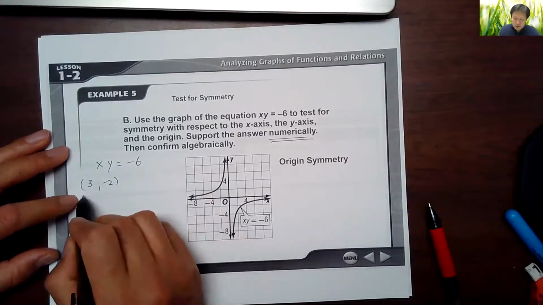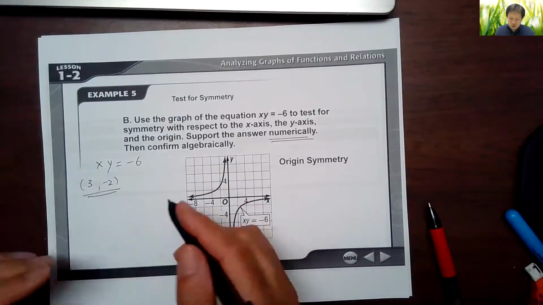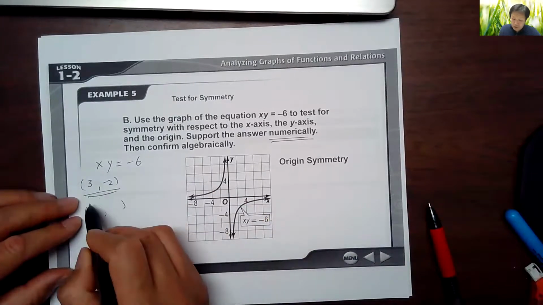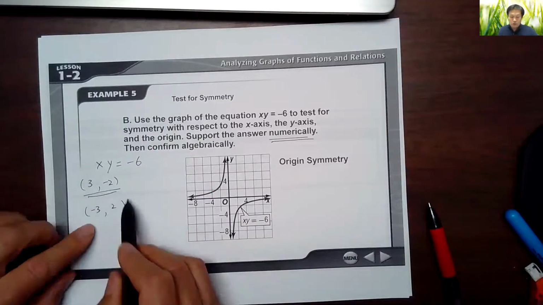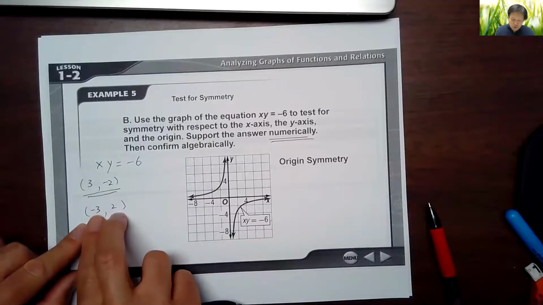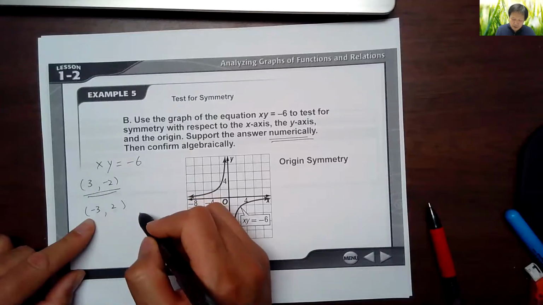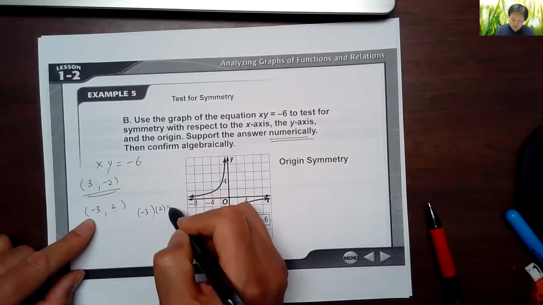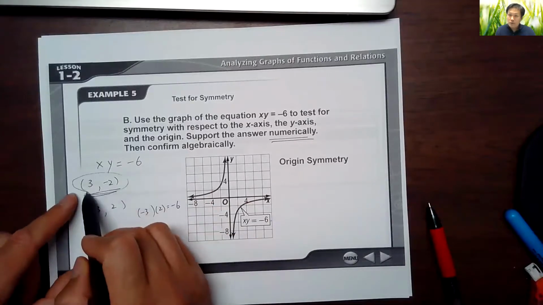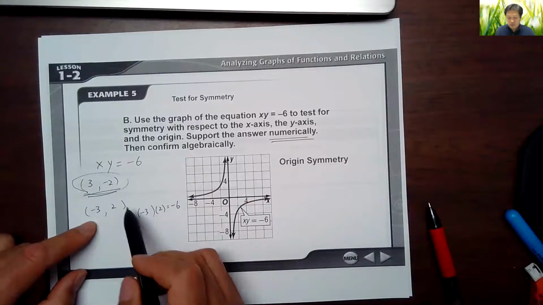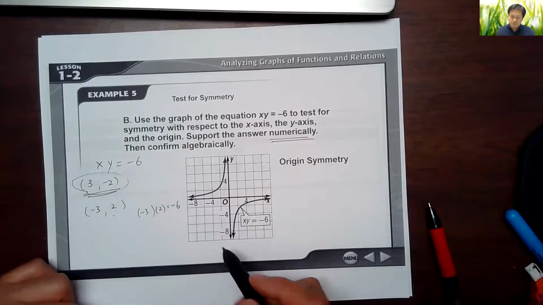Numerically, since this graph is symmetric over the origin, there has to be another point with exactly the same values but different signs: (-3, 2) should be there. All you have to do is show that: plug in -3 here, -3 times 2, you do know that's -6. So given a point, change the sign for both x and y, and that point should be on this graph. That's how you show it numerically.